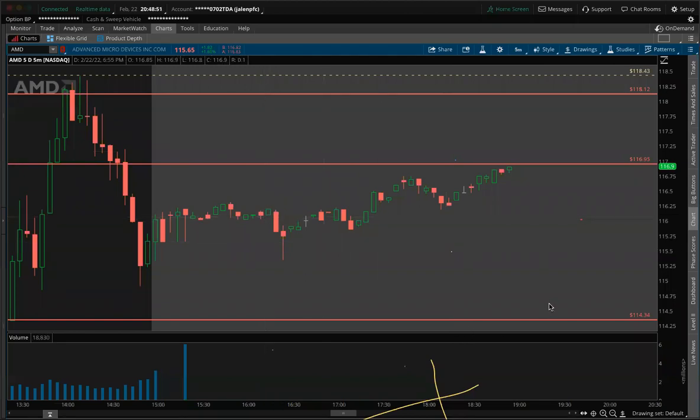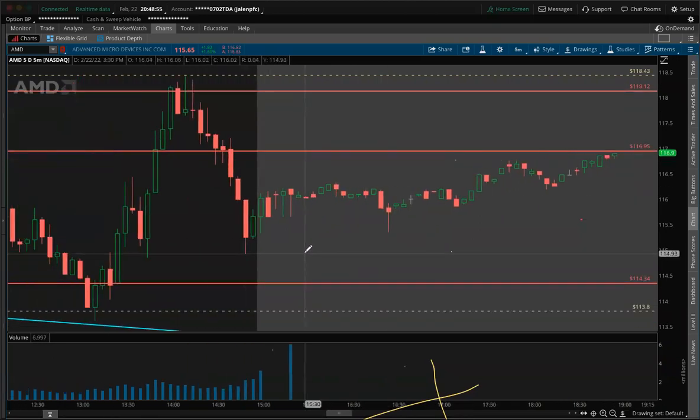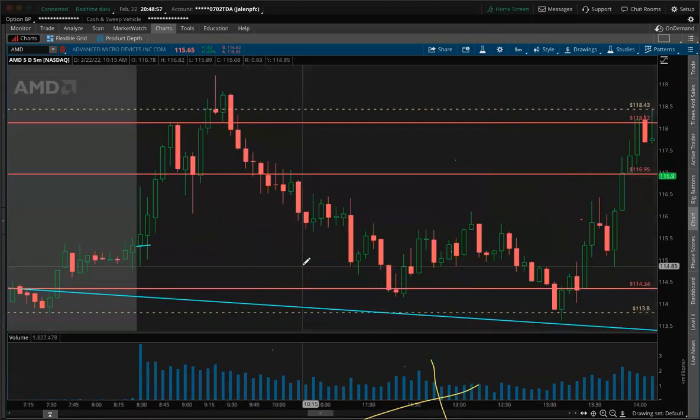A false breakout is considered cents in price action, not dollars. It depends on the stock. Tesla might be dollars, AMD might be cents, Apple might be cents, Amazon might be dollars. It just really depends. But yeah, that is pretty much support and resistance.